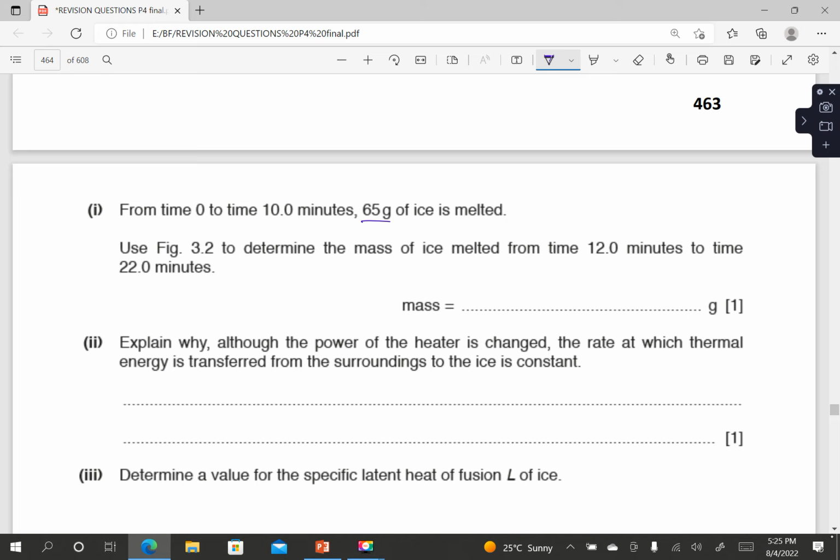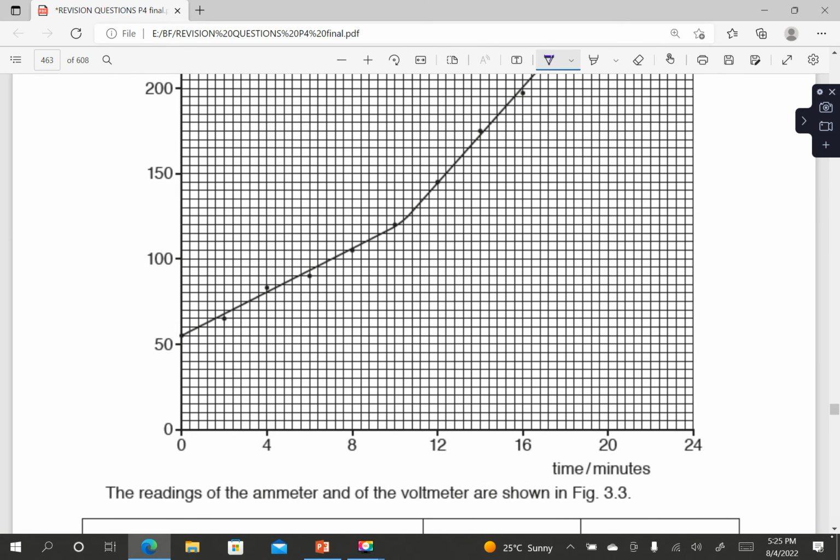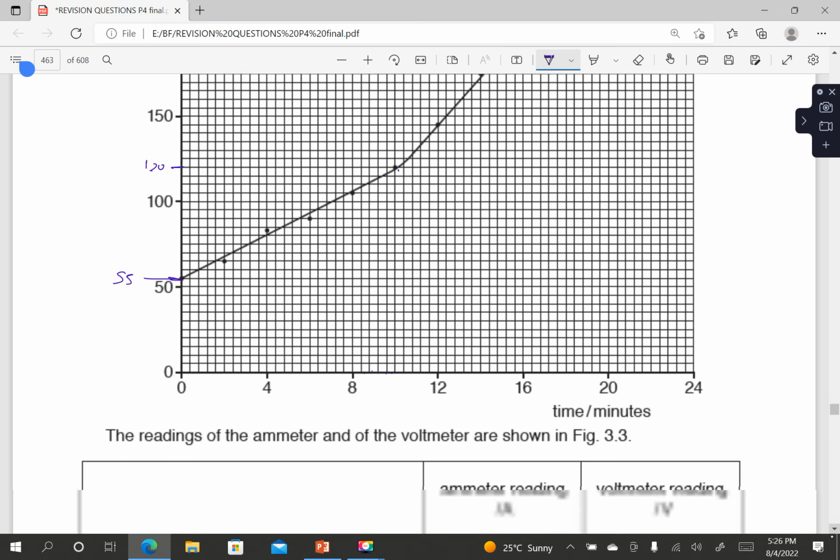t equals 0 to t equals 10. At t equals 0, we are here. I think this is 55. And t equals 10, I think this is 120. So I think that is 120 minus 55, that is 65, I guess.